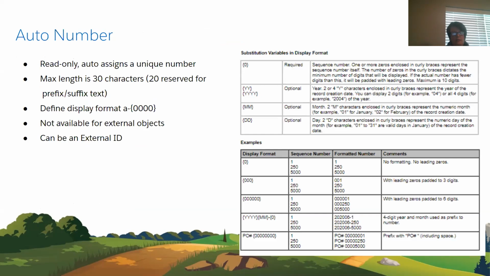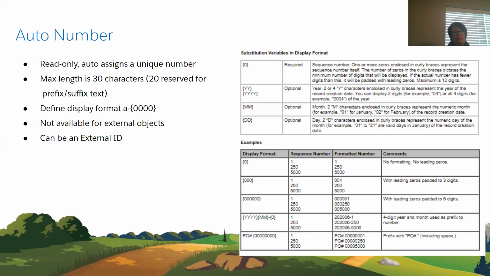So let's take a look at the first of the other custom field type options. So we have auto number. This field, as mentioned earlier, is read-only. It auto-assigns a unique number. It has a max length of 30 characters, but 20 of these are reserved for the prefix and suffix text.